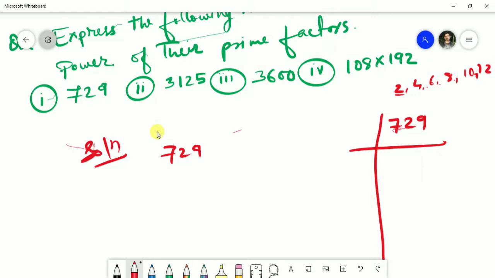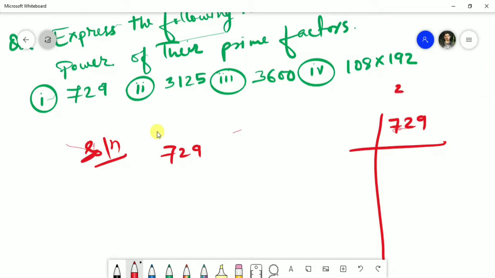So I hope this makes it clear to you. Because after 12 we get 14 also, repeating the same 4, and 16 also. So any number ending with 2, 4, 6, 8 and 0 is divisible by 2. I hope you can understand this easily.